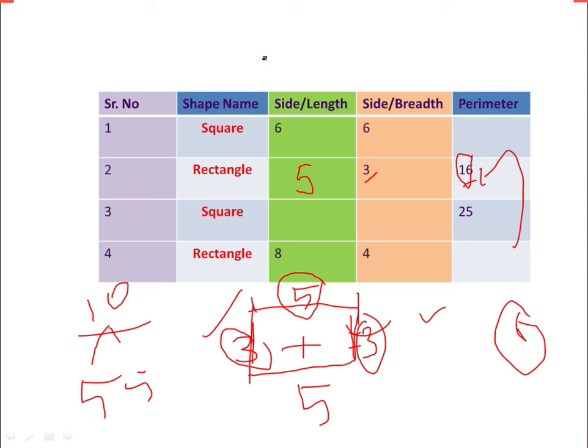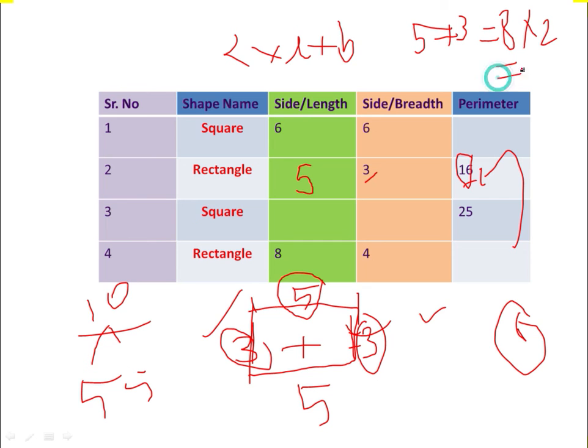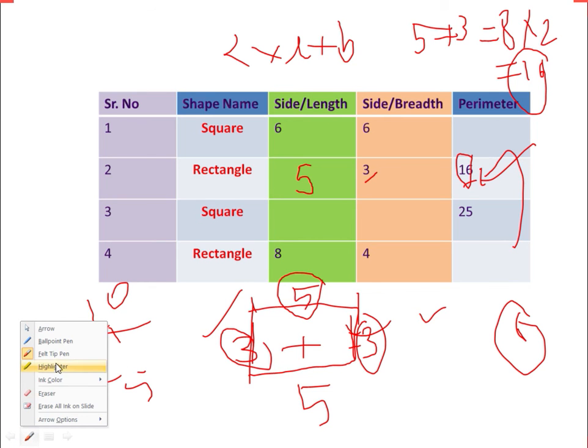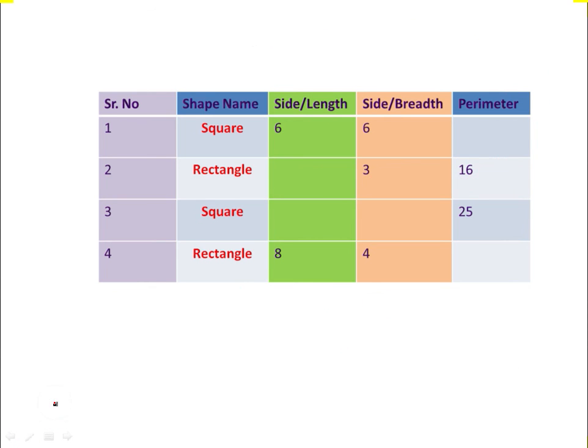Again we will try to do it by using the formula. Formula is 2 into (L plus B). L is 5, B is 3, it means 8. 8 we will multiply by the 2, so we will get the 16. Here you can see this is the 16. So such kind of questions may be asked in your examinations also.